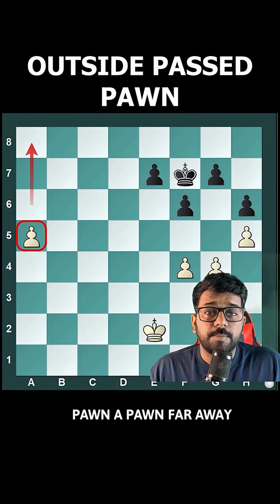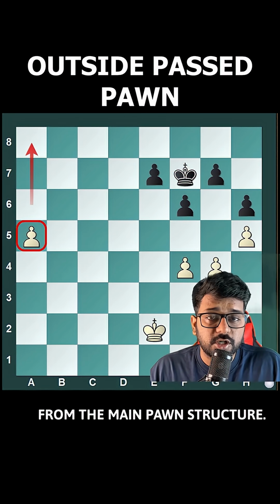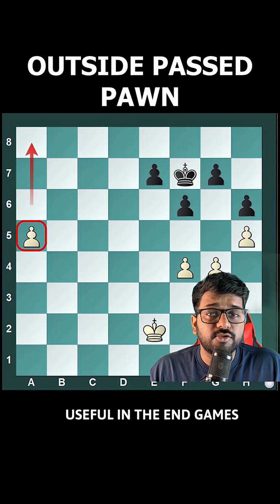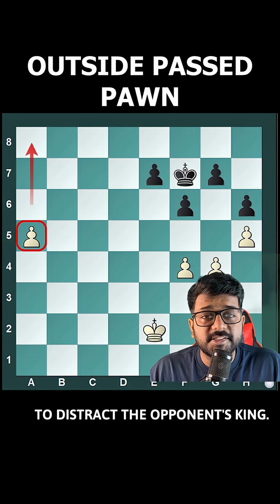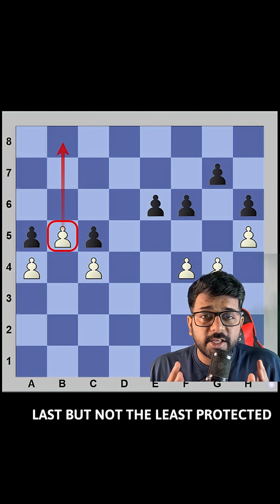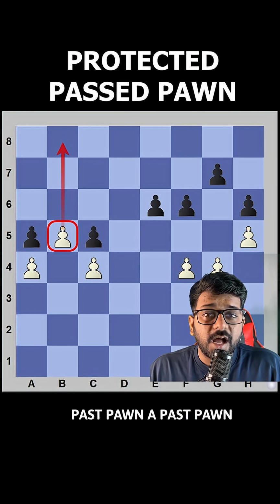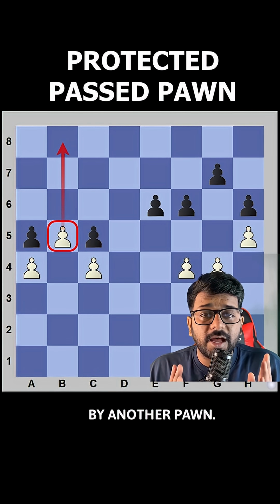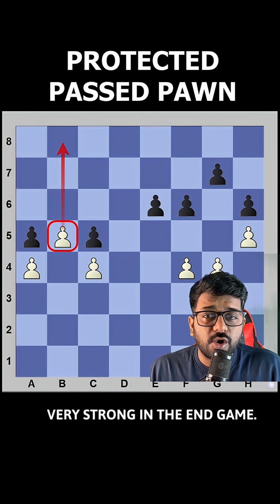Outside passed pawn. A pawn far away from the main pawn structure, useful in the end games to distract the opponent's king. Last but not the least, protected passed pawn. A passed pawn which is protected by another pawn, very strong in the end game.